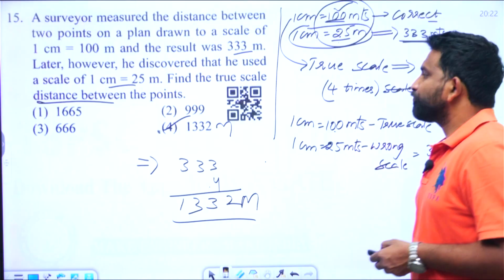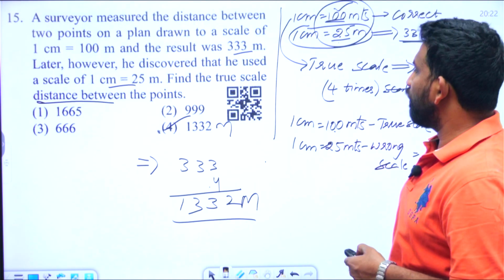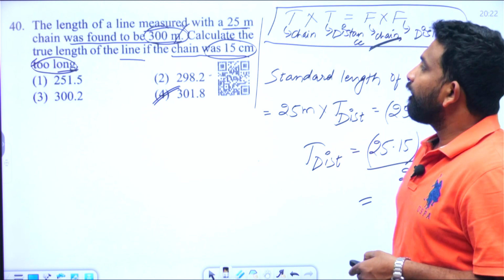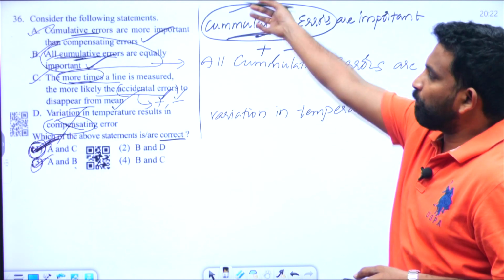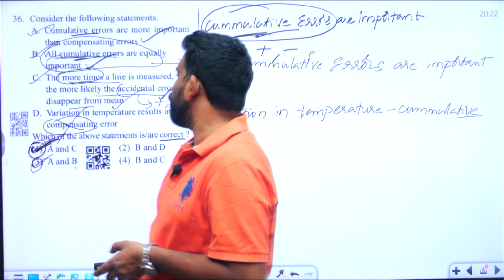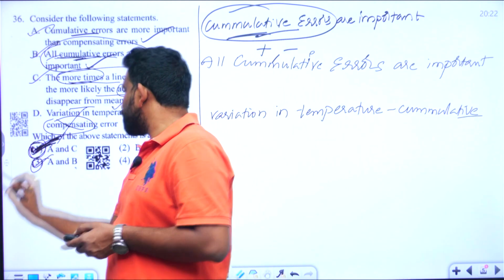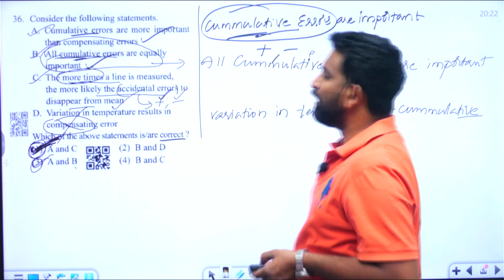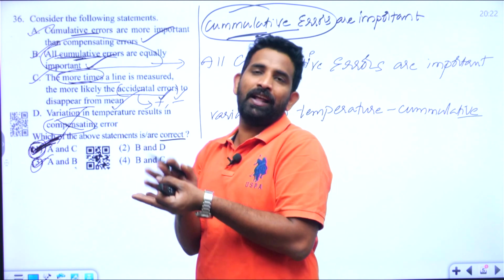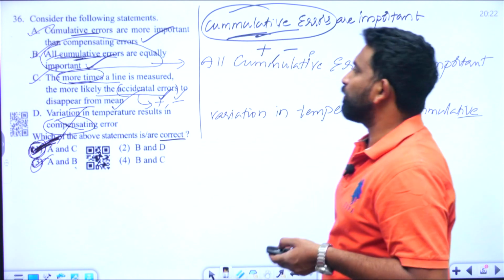All the surveying questions were solved here. There is a little confusion with this point. We don't know how the key will be given by the subject expert, but the more precise options we will be choosing here are A and C. That doesn't mean A and B is wrong, it is also correct, but there needs to be a justified answer. I don't know how the subject expert will be giving this answer.